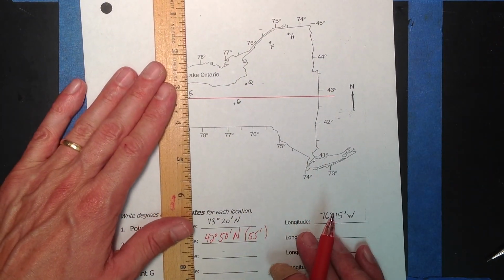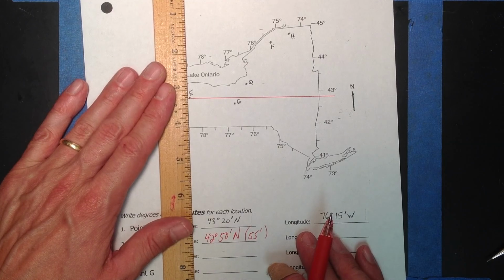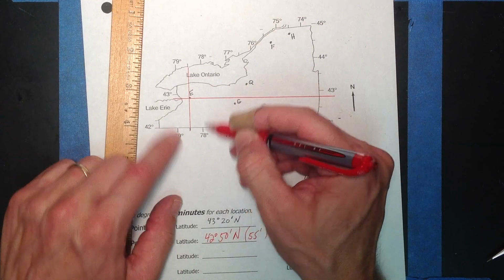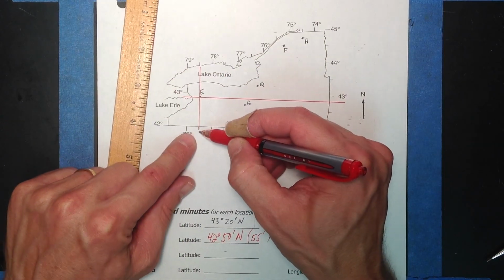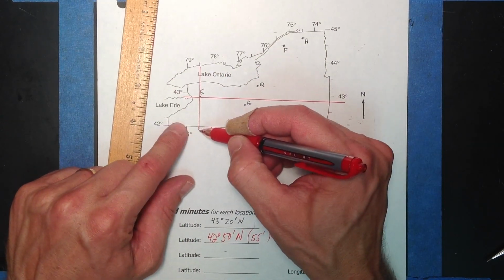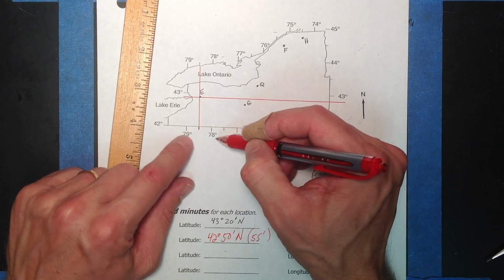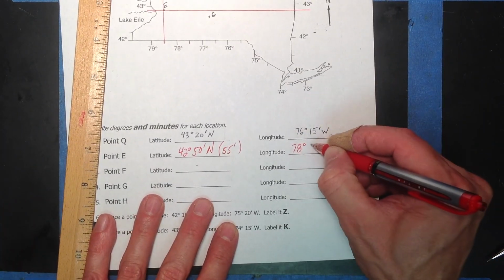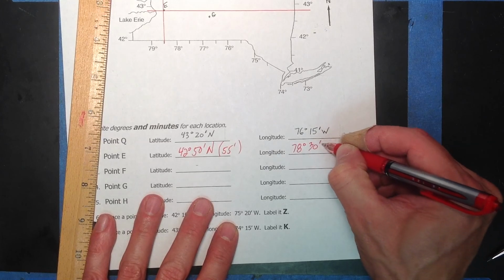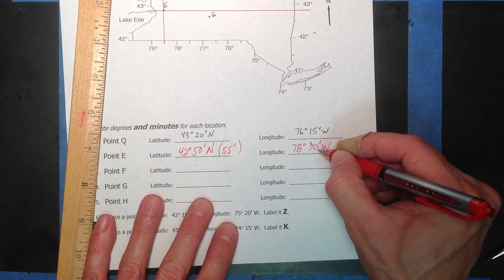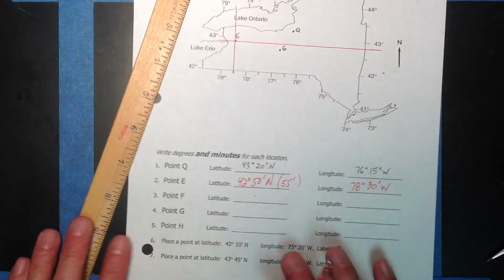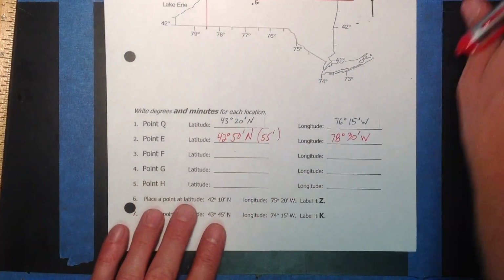Longitude for E is pretty much right here. Okay, and you can go down or up, and this is 78 degrees, that's right there, so that's dead on, 78 degrees and 30 minutes. And that would be west. So it would look like this: 78 degrees, 30 minutes west. You must have the proper compass direction for it to be correct. That is key. That is key.